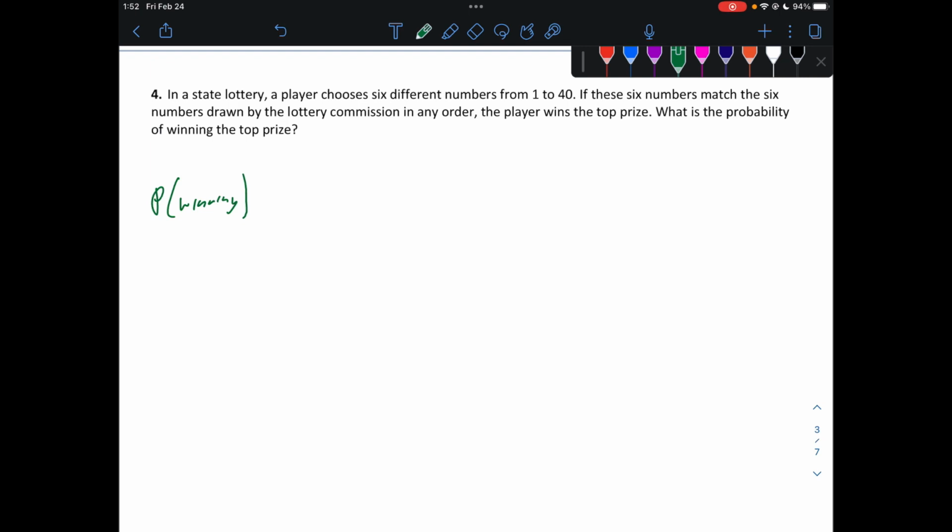The best way to do this would be to say, all right, I'm going to pick 6, and I need all 6 of those to be picked. So 6 choose 6 over the sample space here. So there are 40, and we're going to pick 6 of those. So 6 choose 6 is obviously 1. 40 choose 6 is 3,838,380.